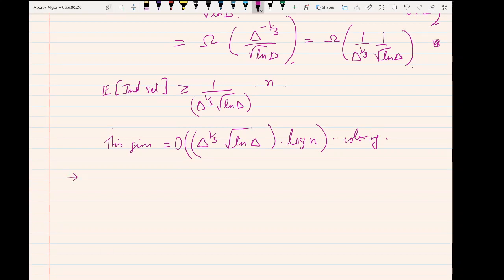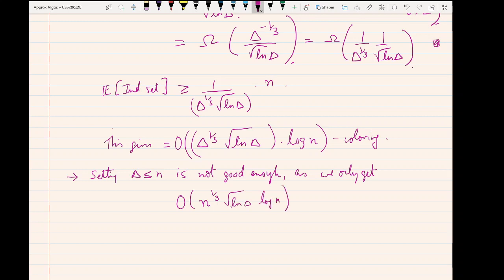Now, graphs can have degree up to n, right, and still be tree colorable, up to omega n and still be tree colorable. So what is the bound that we can use on delta to express it in terms of n? So it turns out setting delta less than or equal to n is not good enough. Because all that you get is a very bad approximation ratio. Well, I take that back. It's not really bad, because we get only an order n raised to 1 over 3, which is n raised to 0.33 coloring. But we would like to do slightly better, as we expected an n raised to 0.25 coloring.